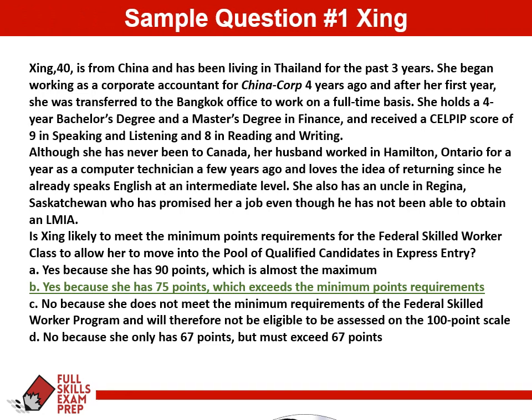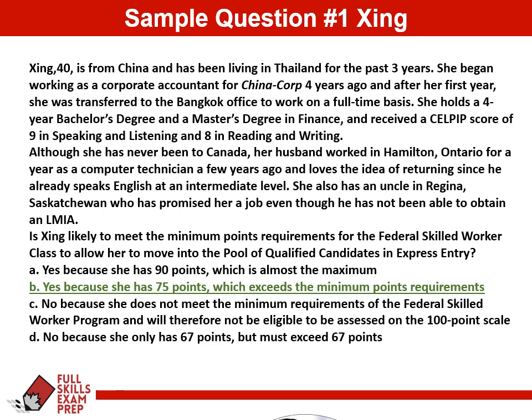Okay, so when we're looking at Shing again, we can see that just by going through the question once more. So Shing, 40, is from China, has been living in Thailand for the past 3 years. She began working as a corporate accountant for China Corp 4 years ago, and after her first year she was transferred to the Bangkok office to work on a full-time basis. She holds a 4-year bachelor's degree and master's degree in finance, received a CELPIP score of 9 in speaking and listening and 8 in reading and writing. So if you remember, we analyzed all this in detail.